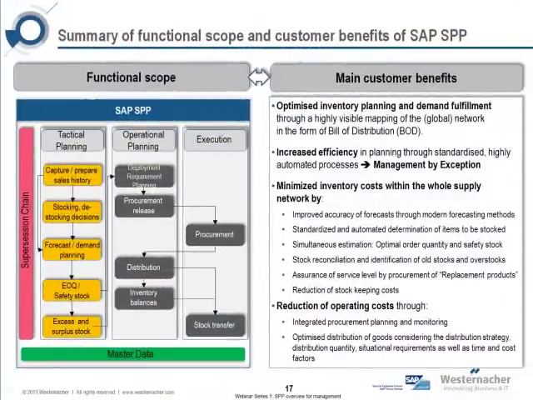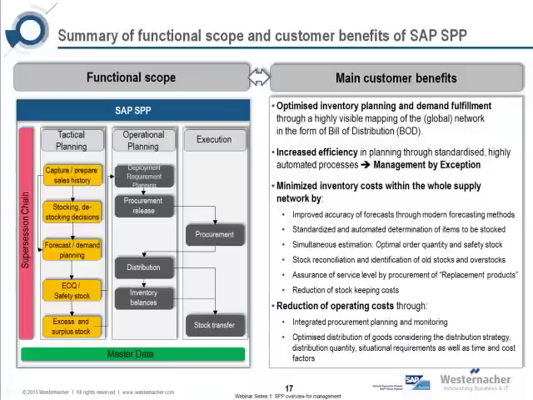Thank you very much indeed, Ute, for this SPP overview live demo. I hope you had a first good impression of how SPP works and what planners can actually do with it. At this stage, I would like to summarize the functional scope and main customer benefits of SPP. We said that SPP completely covers the complex planning process for supply chain planning, visible in real time. The main customer benefits that can be achieved with SPP are optimized inventory planning and demand fulfillment through a highly visible mapping of the whole global network via the bill of distribution.